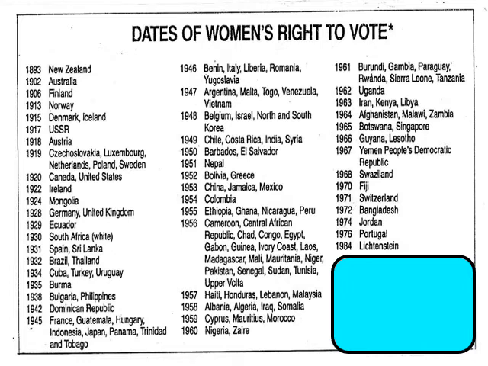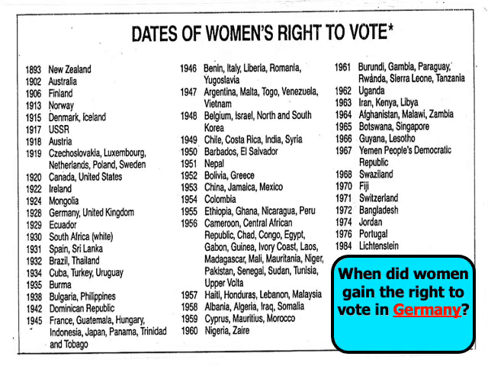You can see on the left, the first countries, New Zealand, 1893, Australia, 1902, Finland, and so on. And again, this is a good chance to have students get in pairs and quiz each other. When did women gain the right to vote in Germany? Check, check, check, check. 1928. Pair questions back and forth. What about China? What about Singapore? What about South Africa? What about Brazil?